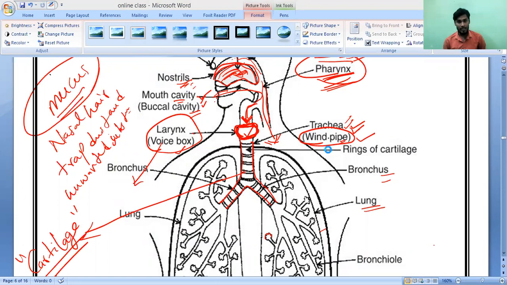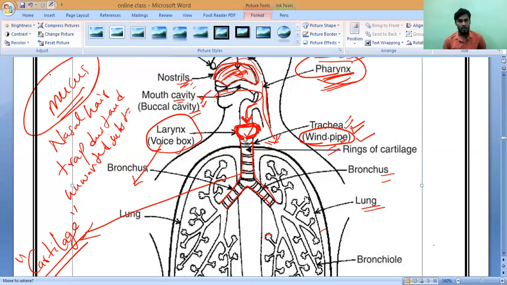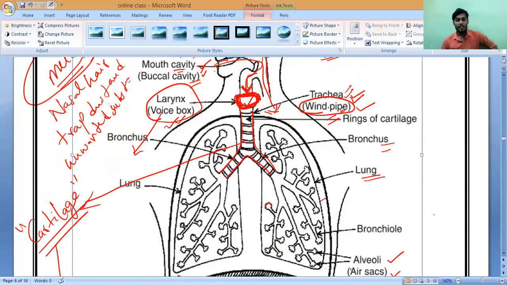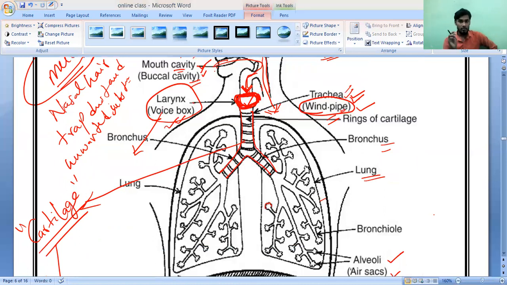So till here we have studied till the trachea. Just above the trachea, we have an important part which is useful to produce sound. What should we call it? Larynx, the voice box, or we can call it the larynx. Is there any doubt, anybody?